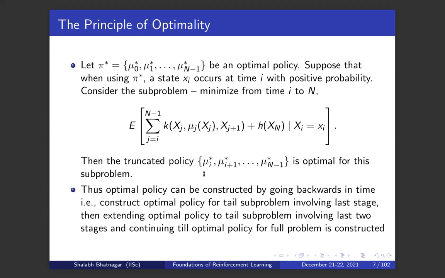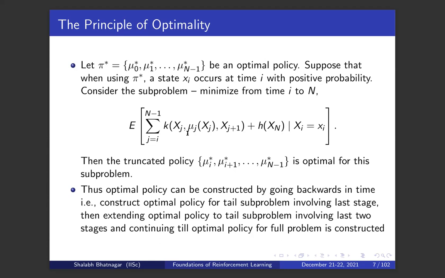So it turns out that if you just truncate the optimal policy and look at this tail sub policy, which is mu i star, mu i plus 1 star up to mu n minus 1 star, again obtained from here, that should be optimal for this subproblem. Now the point is that if it was not optimal, then you could do the following. Suppose you are able to find another policy that was optimal.